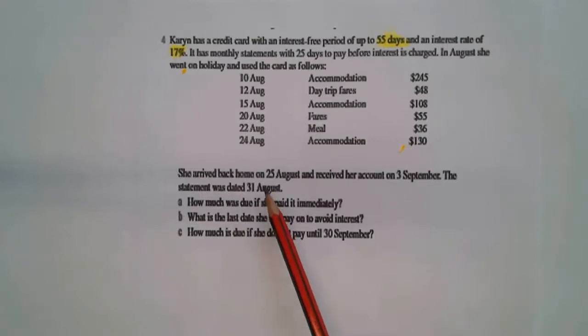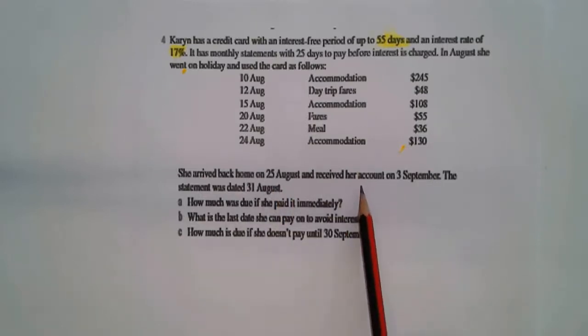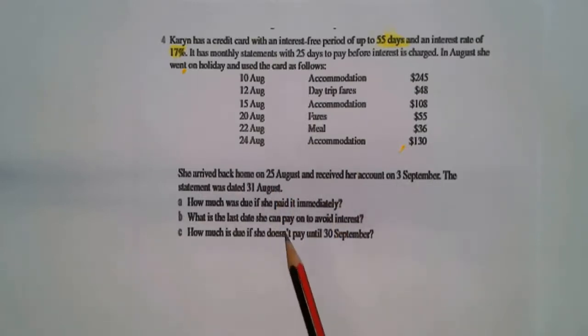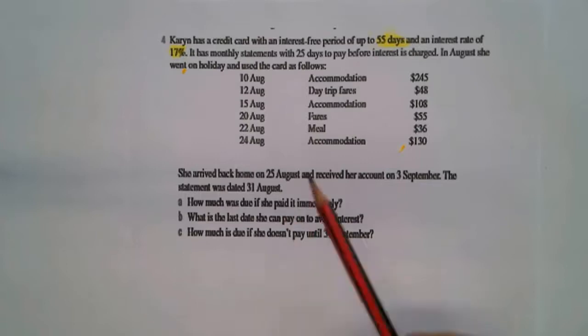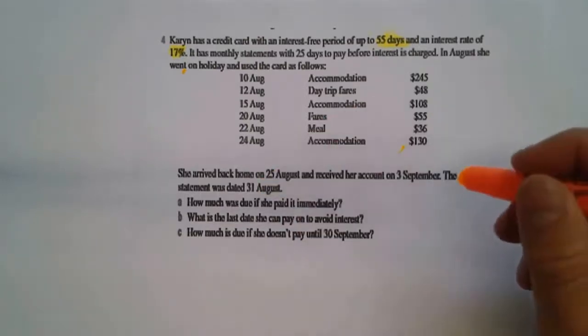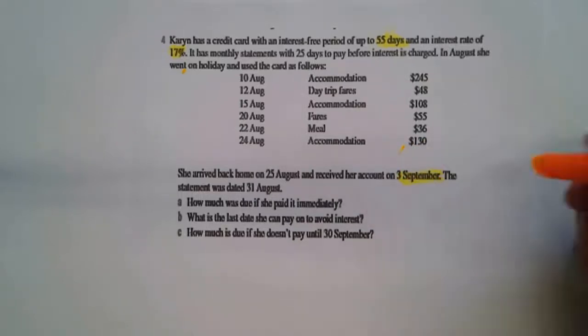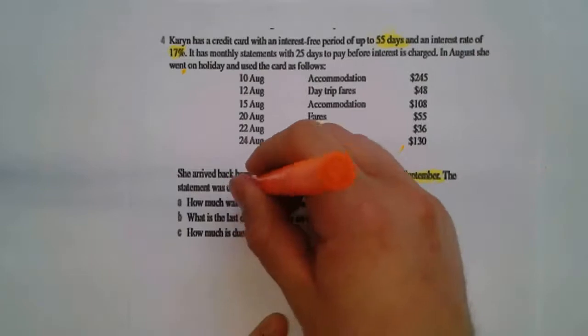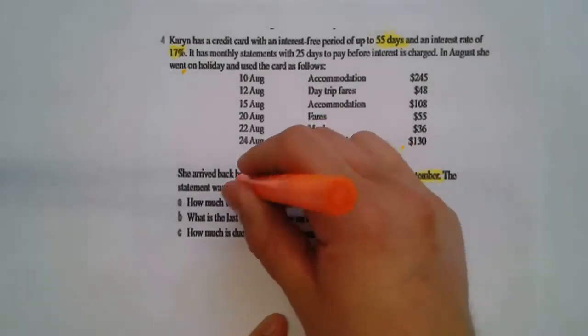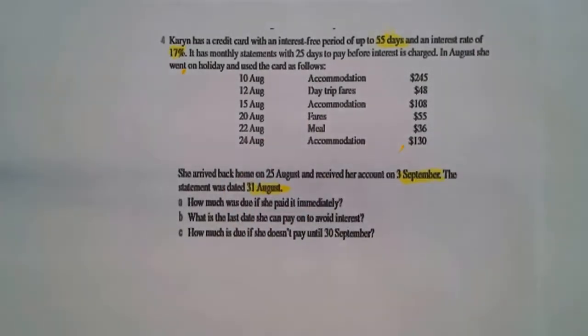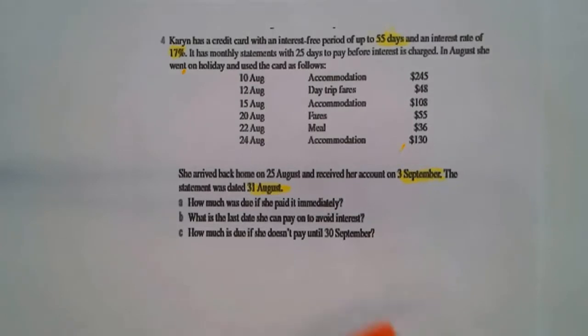She arrived back home on the 25th of August and received her account on the 3rd of September. The statement was dated 31st of August. How much was due if she paid immediately? Well, things we need to know is she actually got it in the mail on the 3rd of September, and the date on it, the calculation date, was the 31st of August. So, how much was due if she paid immediately?